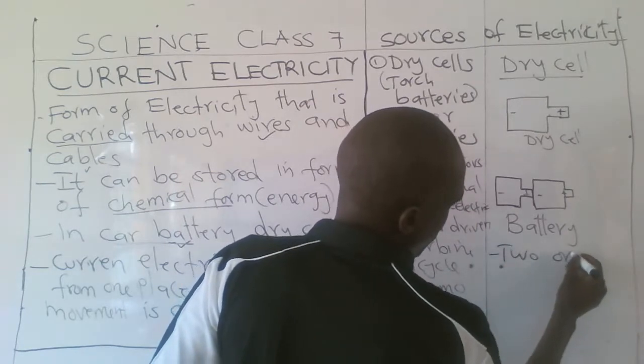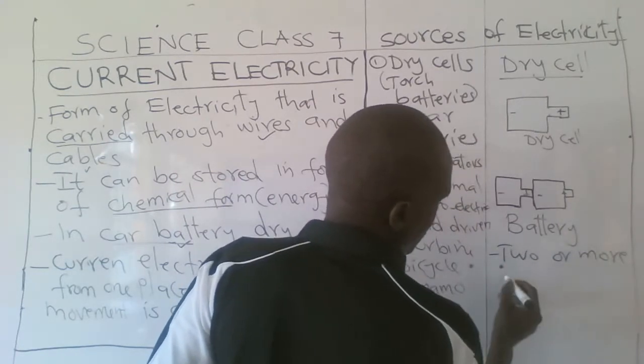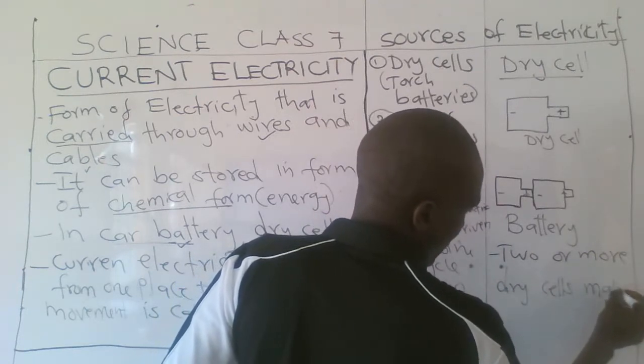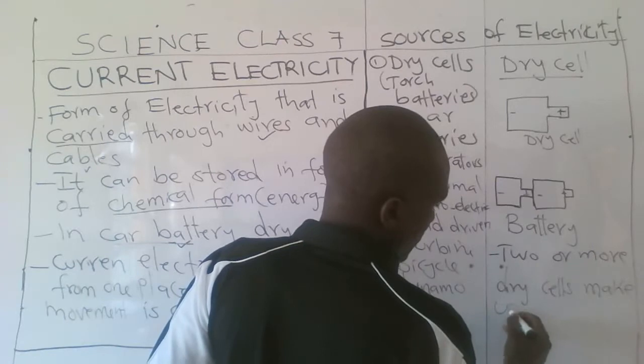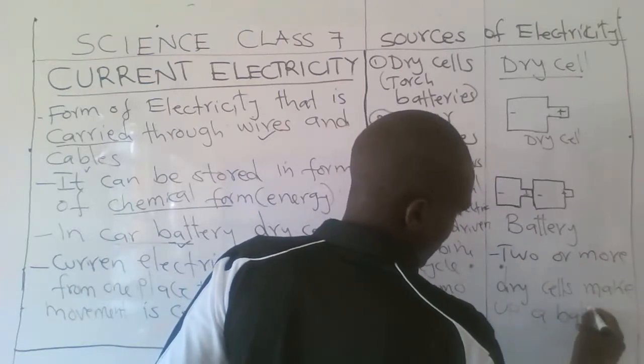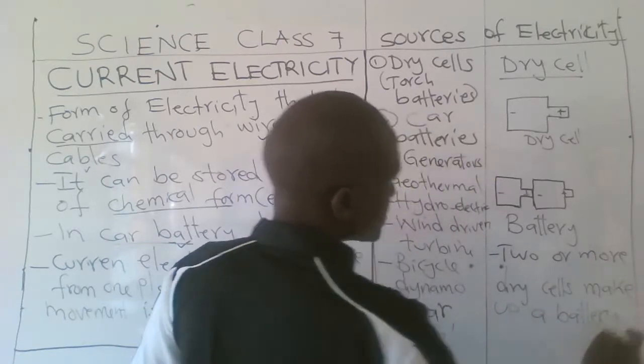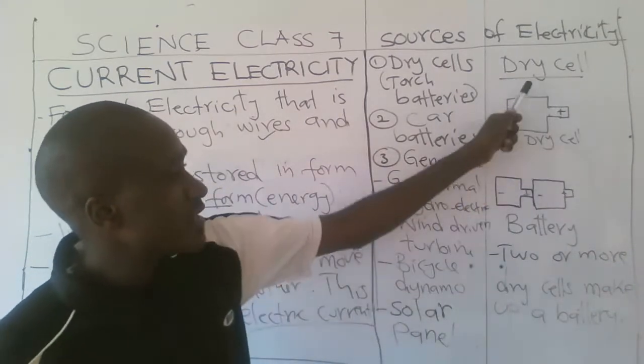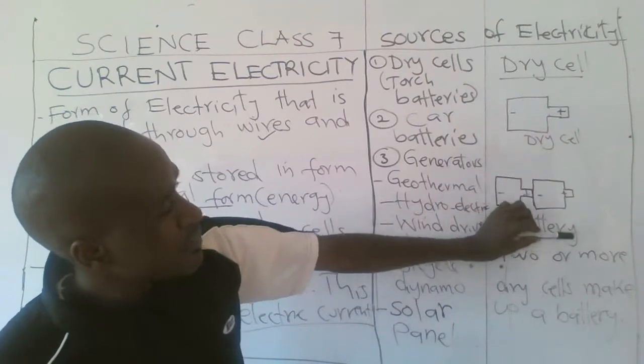Two or more dry cells make up a battery. This is what makes a battery, so you must know this. There's a dry cell, and you can see the one battery here.